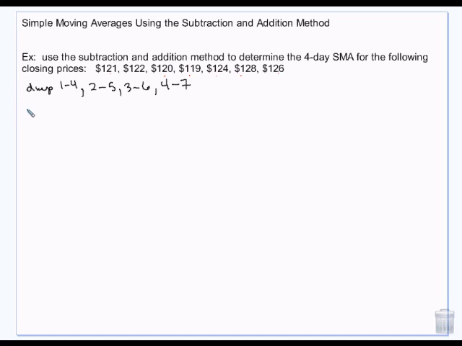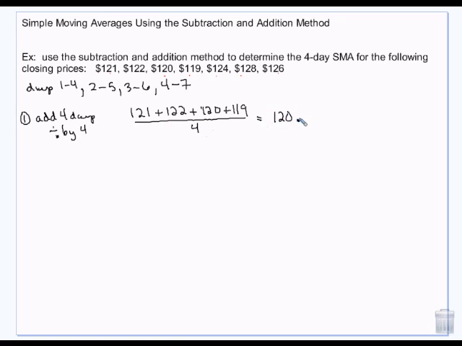So what you do is you start with the first day. So I'm going to add the first 4 days and divide by 4. So I get 121 plus 122 plus 120 plus 119, and I divide by 4. And that's going to give me 120.5. Okay.